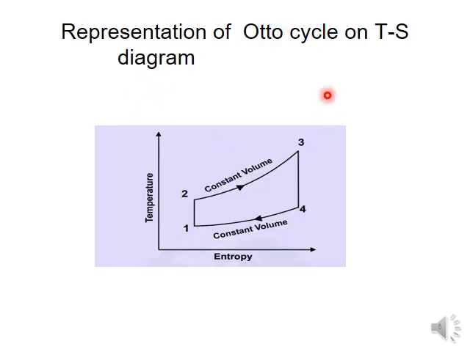This is a T-S diagram. From 1 to 2, we see that the entropy is constant. Next 2 to 3, 3 to 4. Here, from 3 to 4 also, entropy remains constant because no heat transfer takes place. That's why the entropy remains constant from 1 to 2 and 3 to 4.